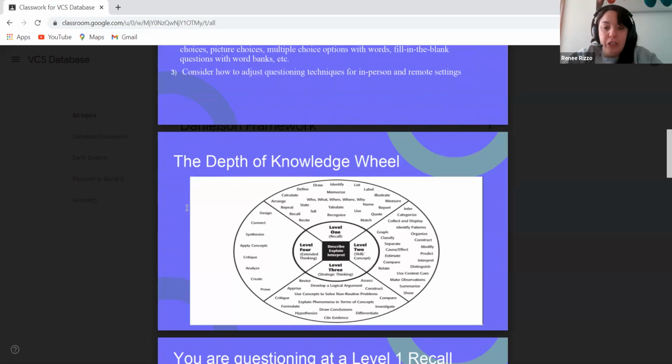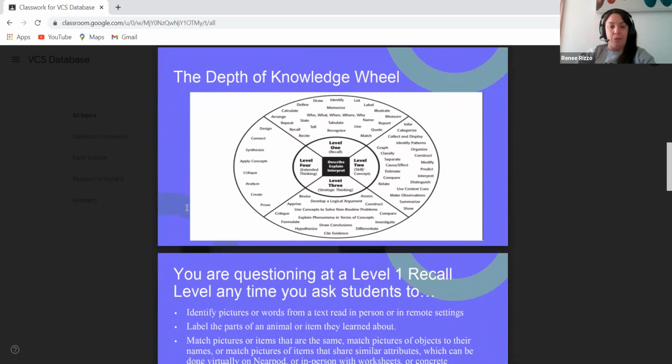Level three, strategic thinking. We have revise, appraise, critique, formulate, hypothesize, develop a logical argument, use concepts to solve non-routine problems, explain phenomena in terms of concepts, draw conclusions, cite evidence, assess, construct, compare, investigate, and differentiate. For level four, extended thinking, we have design, connect, synthesize, apply concepts, critique, analyze, create, and prove.